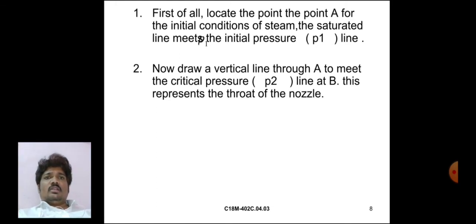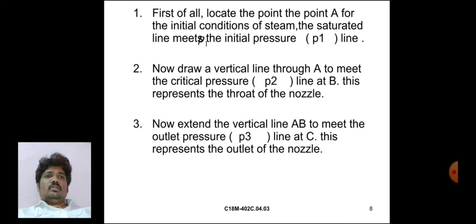Now draw a vertical line through A to meet the critical pressure P2 line at B. This represents the throat of the nozzle.